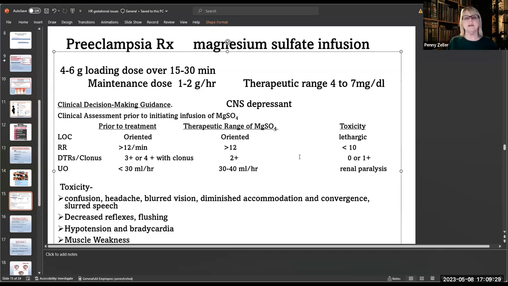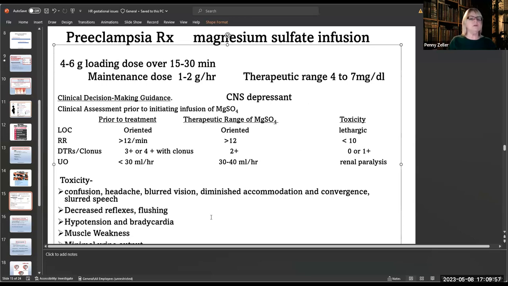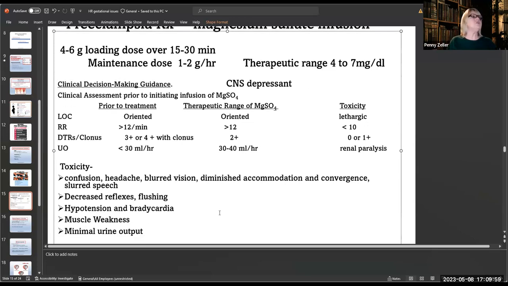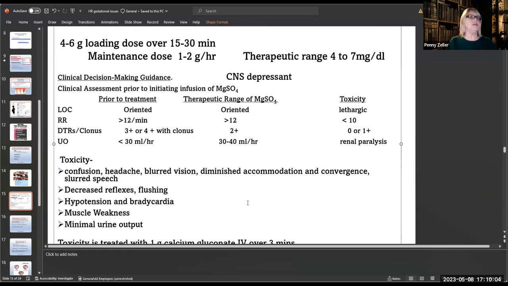If she becomes toxic, okay, in other words, if the level of magnesium in her blood reaches greater than 7 milligrams per deciliter, you don't have to know that. You need to know what the clinical signs are with toxicity: lethargy, confusion, headache, blurred vision, diminished accommodation and slurred speech, hypoactive reflexes, hypotension and bradycardia, muscle weakness, urine output shut down.